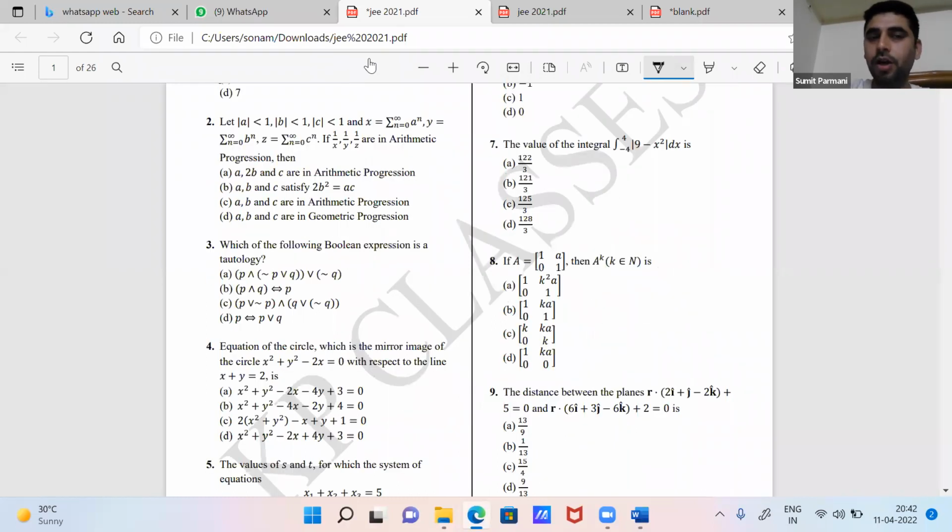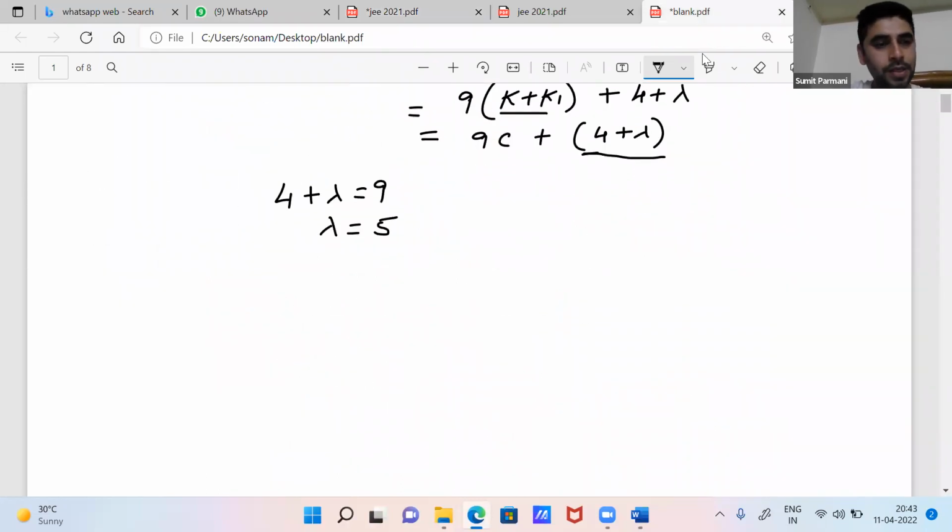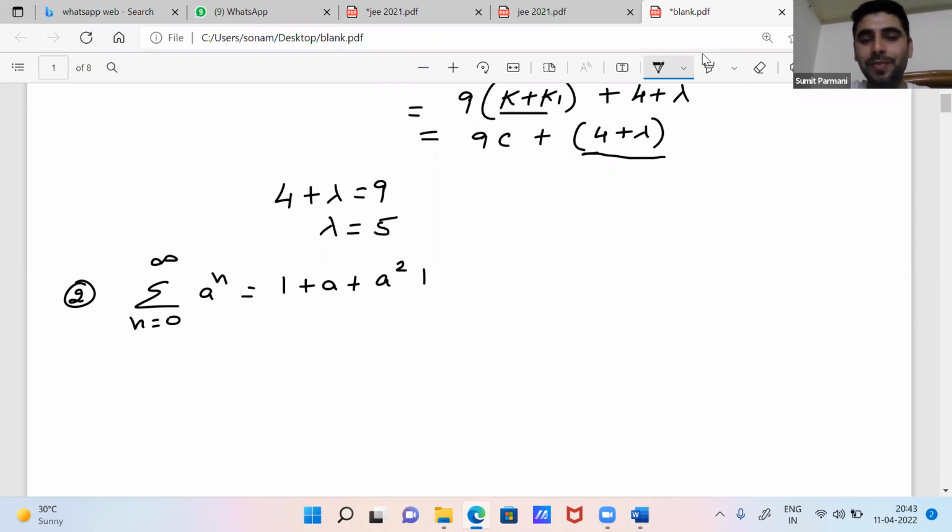Second one we have: mod A is less than 1, mod B is less than 1, mod C is less than 1, and x is equal to the summation from n equals 0 to infinity of a raised to the power n. So we can write it, question number 2, the summation of n equals 0 to infinity of a raised to the power n, as 1 plus a plus a square plus till infinity.